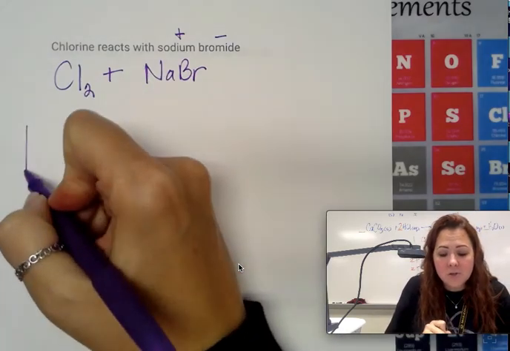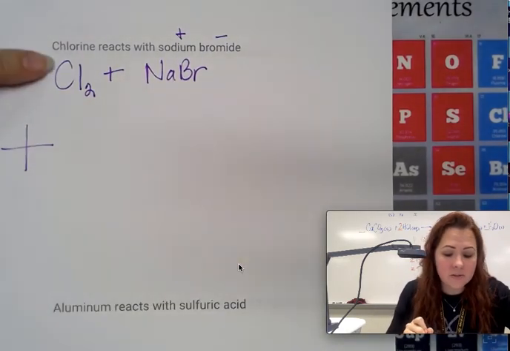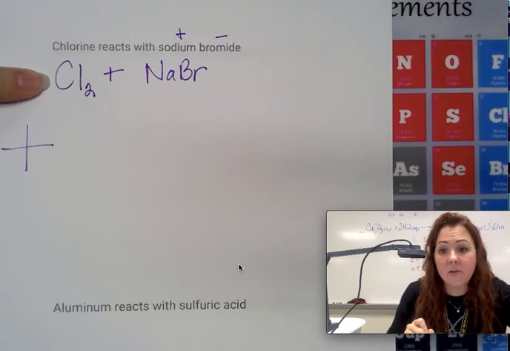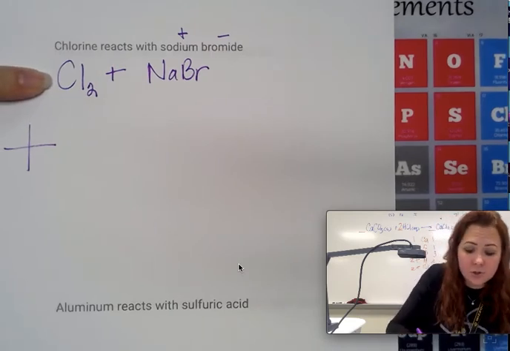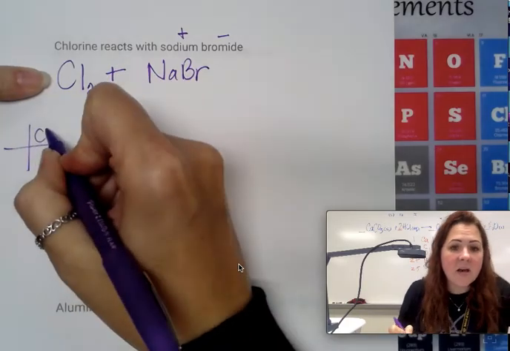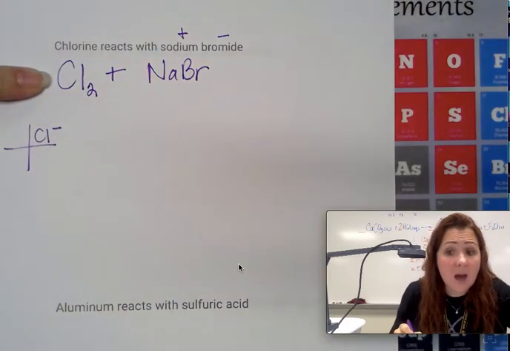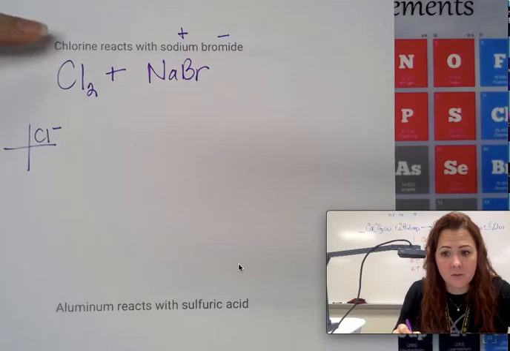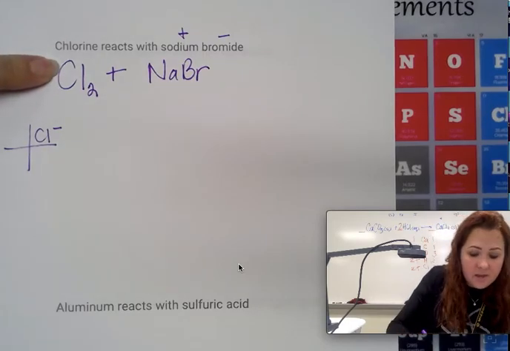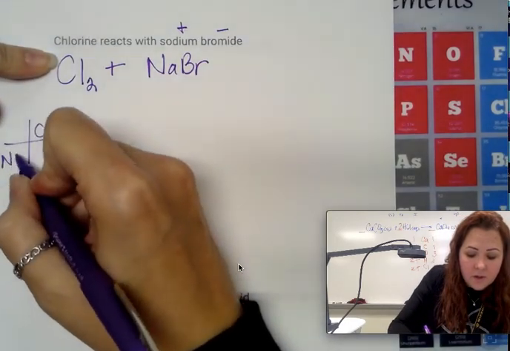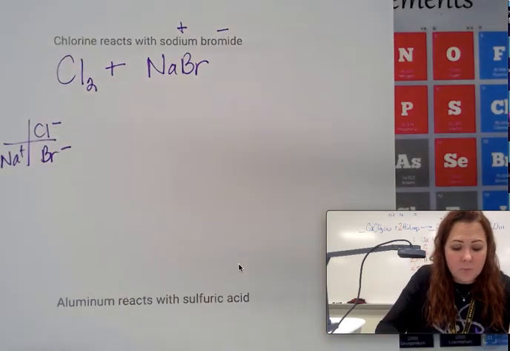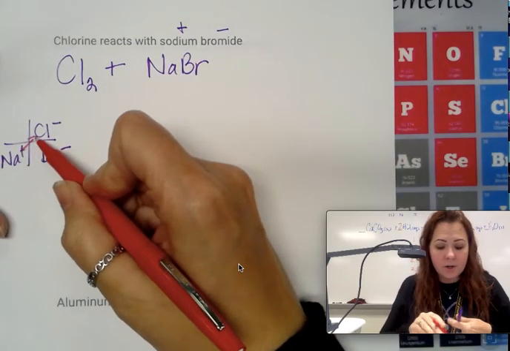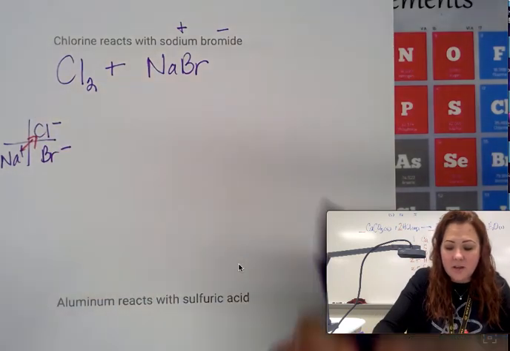Make my T-chart. Chlorine is a single element. With chlorine being a single element, when it's on the periodic table, it's a halogen. It has a -1 charge, so it's Cl minus 1. Again, we're writing down the ions, not the formulas that are given. And then I have Na +1, Br minus 1. So when I go to make my new products here, those two are going to go together to make NaCl.